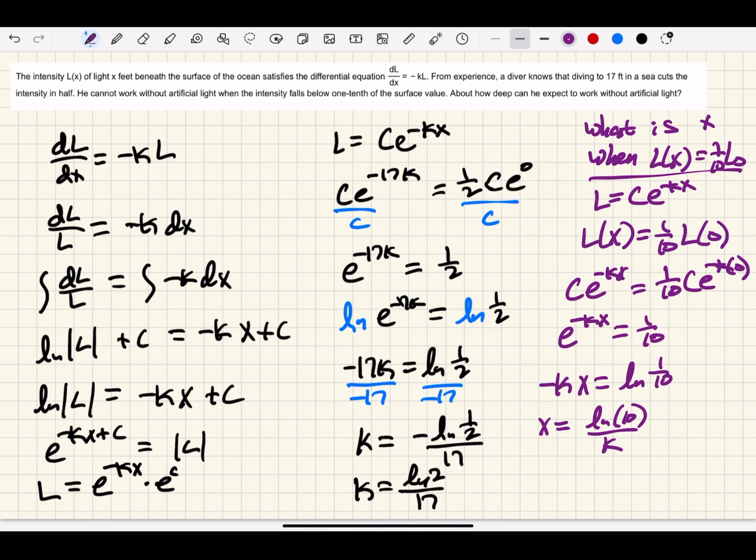But we know k is the natural log of 2 over 17. So we have the natural log of 10 over the natural log of 2 over 17, which we could express as 17 times the natural log of 10 divided by the natural log of 2. Rounding to one decimal place, the result is 56.5.